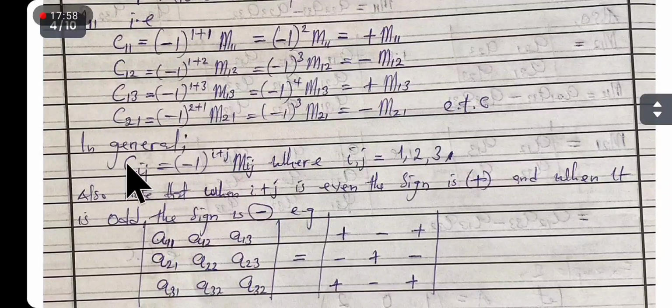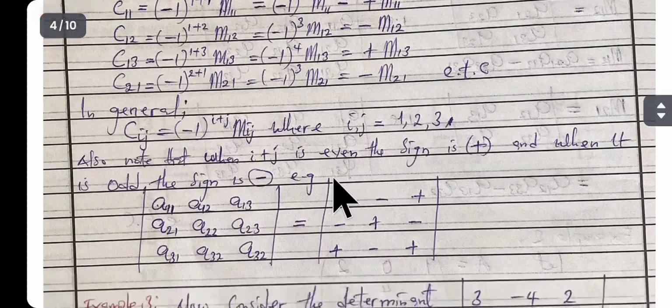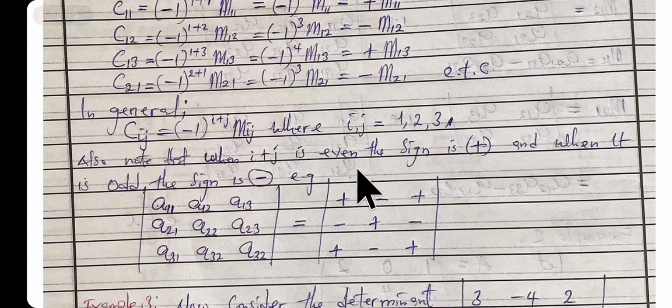Now, in general, Cij is equal to (-1)^(i+j) Mij, where i, j can be any of the numbers 1, 2, 3. Also note that when i plus j is an even number, the sign is plus, and when it is odd, the sign is negative. All right, so that is what I wanted to say.